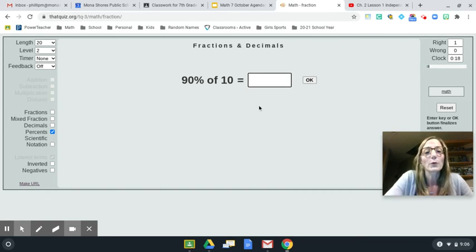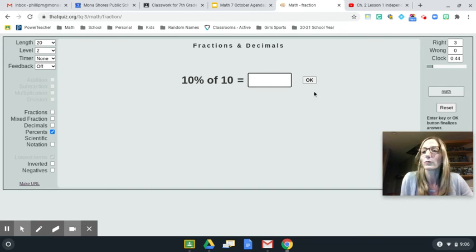Okay. Another one, 90% of 10. So you're almost 100% of that value. So 90% of 10 is going to be 9. Okay. 10% of 10. We talked about this. I did one problem like this yesterday. If it's 10% of a value, really all you're doing is taking the decimal and moving it in one place. 10% of 10 is just 1.